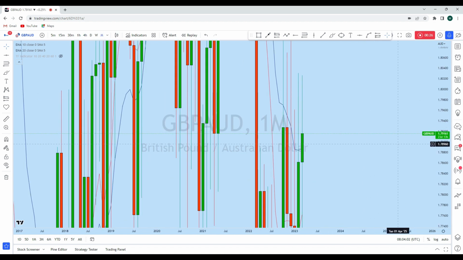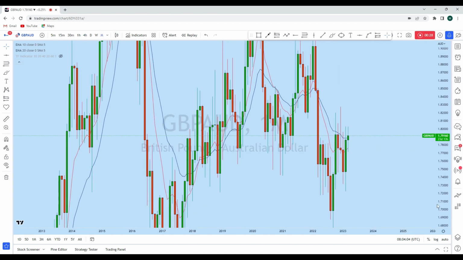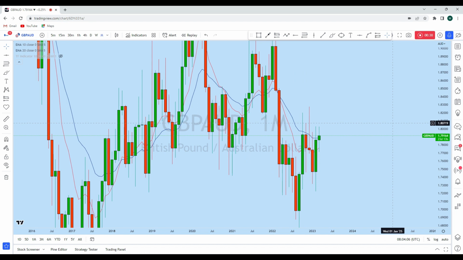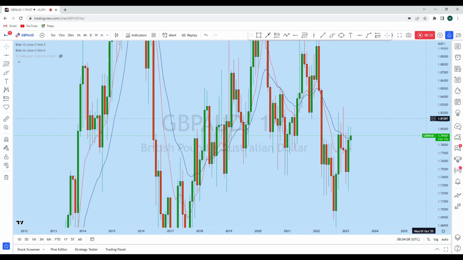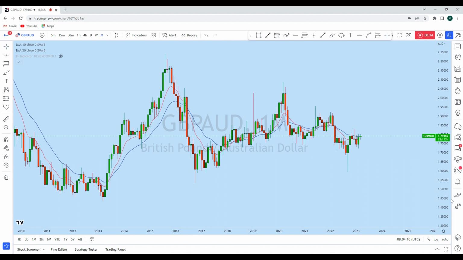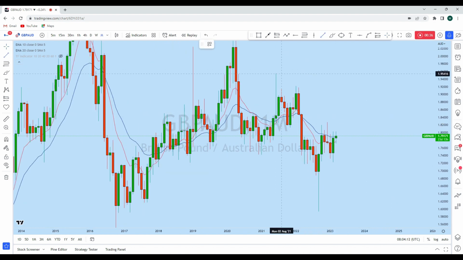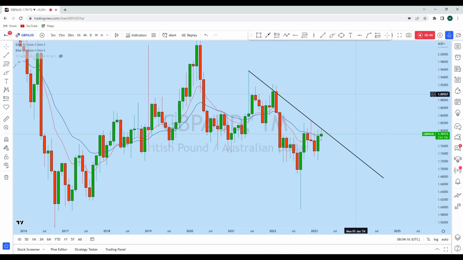Looking at the monthly to see the overall picture in the market. From the monthly perspective, we see that GBP AUD is historically a long-term bearish market. If you look closely, you will see that this is the trend line that was respected by GBP AUD for an extended period of time.